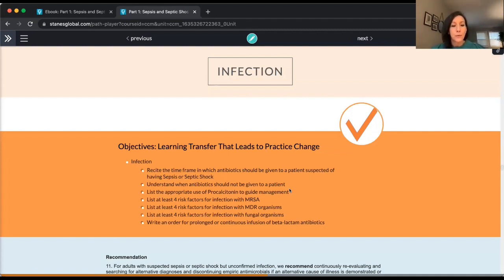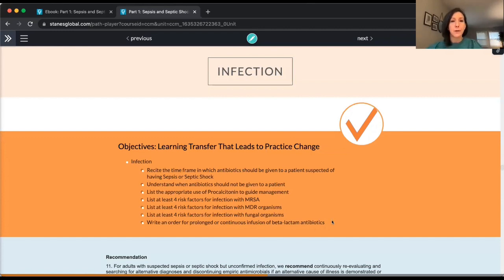List at least 4 risk factors for infection with MDR, or multi-drug resistant organisms. So we say MDR or we say MDRO, multi-drug resistant organisms. And those are just the bugs that are resistant to our antibiotics. List at least 4 factors for infection with fungal organisms. And then write an order for prolonged or continuous infusion of beta-lactam antibiotics.